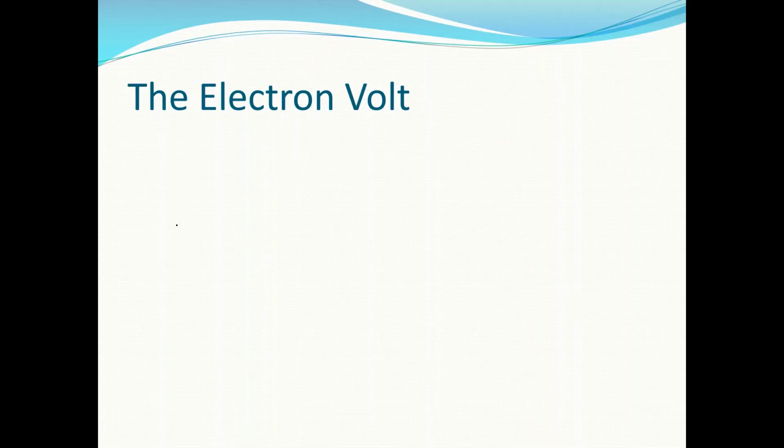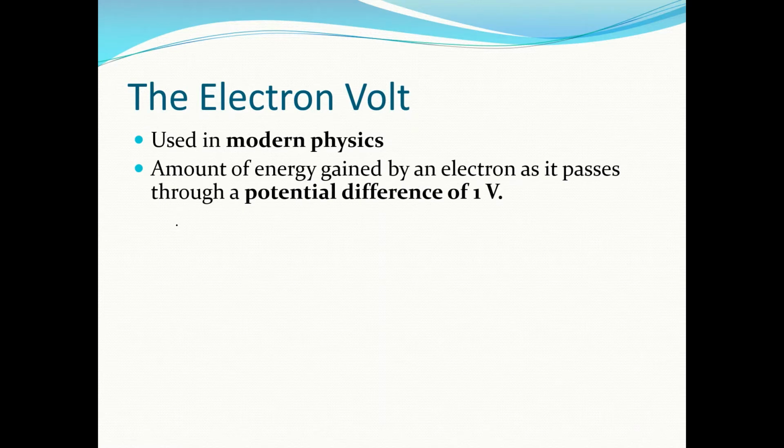So now we need to talk about something which is a little bit weird, which is the electron volt. It's used in modern physics. We're going to use it a lot in our last unit, and you're going to love it. But right now, you're going to kind of hate it. So we got to get used to it. It's the amount of energy gained by an electron as it passes through a potential difference of 1 volt.